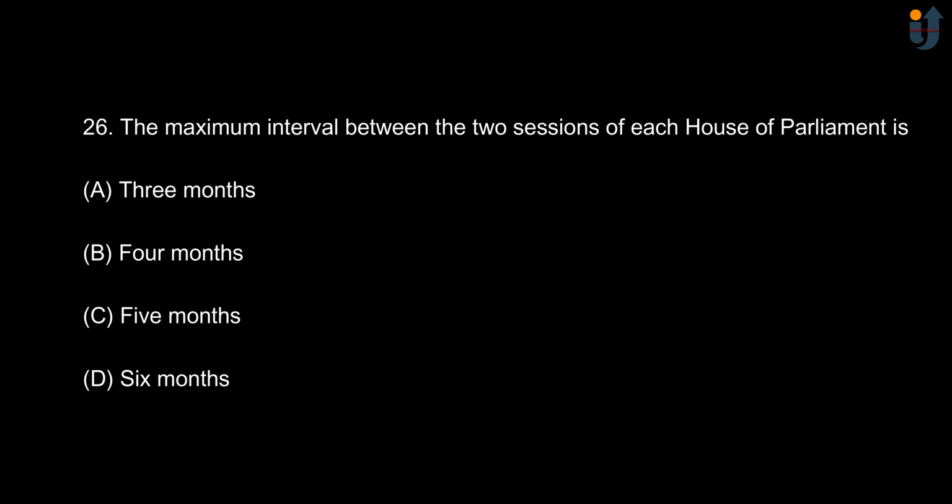Next, the maximum interval between the two sessions of each House of Parliament is option A, 3 months, option B, 4 months, option C, 5 months, and option D, 6 months. The correct option is option D, 6 months.